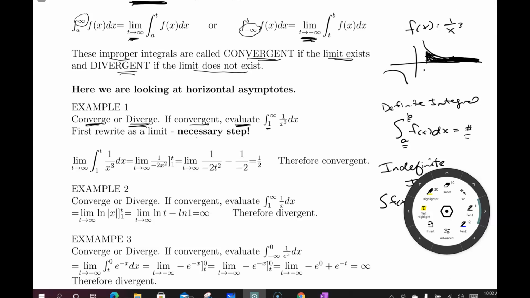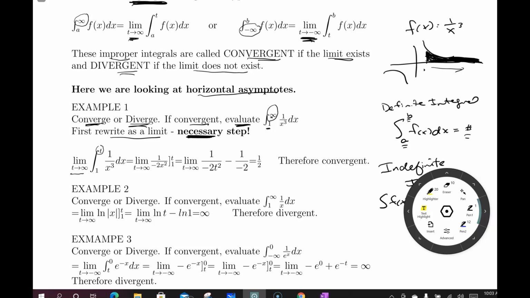So it is necessary. I'm going to be taking points off if you do not rewrite it as a limit. So the first step, you notice the infinity, and I have a horizontal asymptote at y equals 0. That's how I've got the infinite area. So I start by taking away the infinity, and I put t up here where the infinity was, and I say take the limit as t goes to infinity.